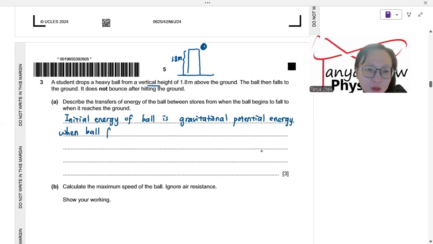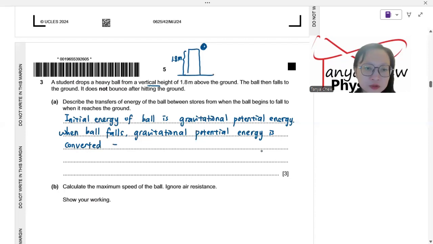So when the ball is falling, what happens is that, okay, I explain, when the ball falls, gravitational potential energy is converted to kinetic energy, because when the ball is falling, the ball has to move. So it is converted to kinetic energy of the ball.